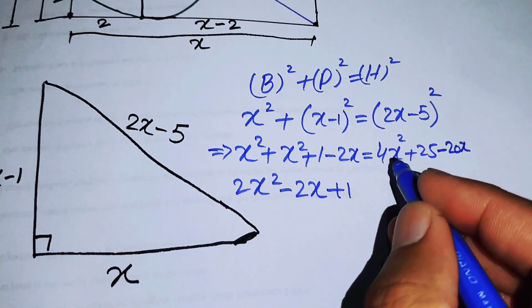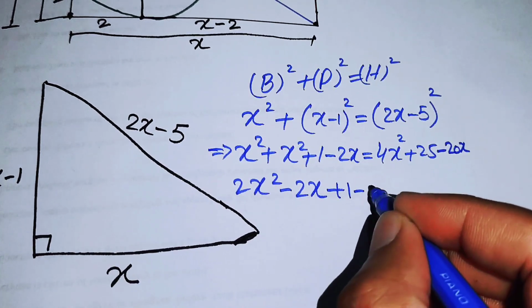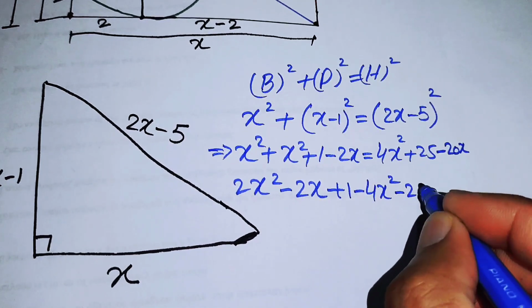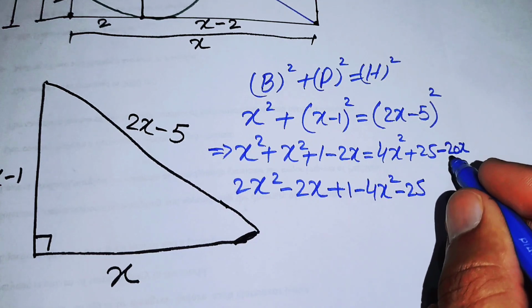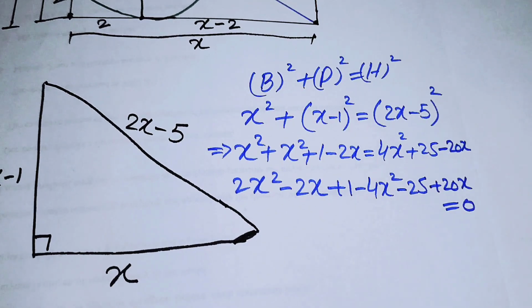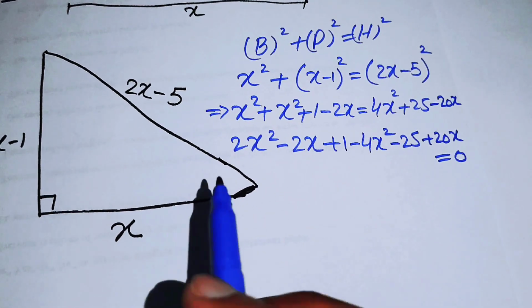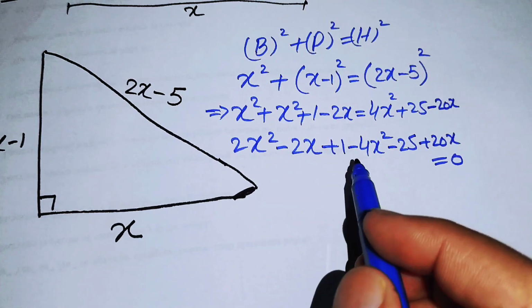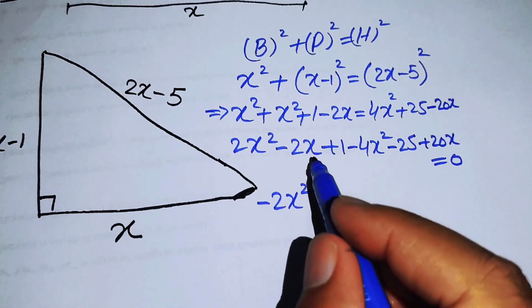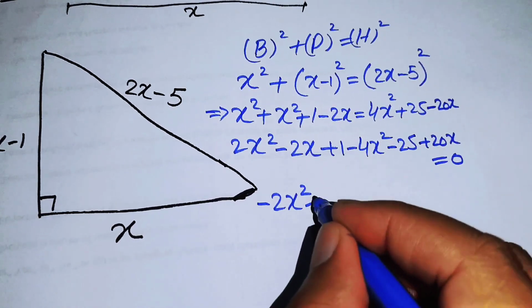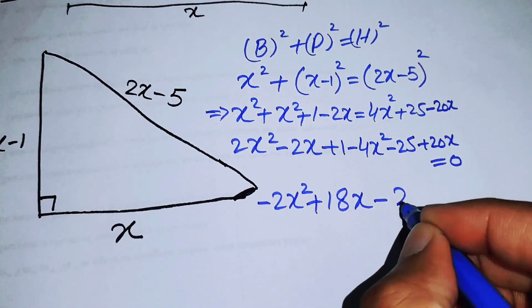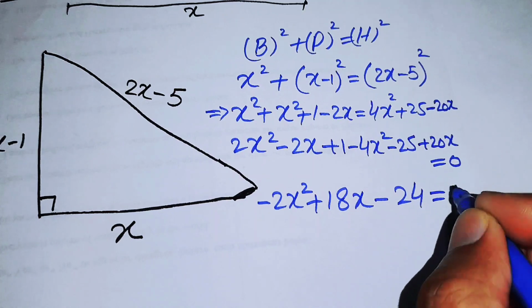and here you have minus 2x, and this is plus 1. And now we move this 4x square to the left hand side, and you get minus 4x square, and you move 25 to the left hand side, and you get minus 25, and you move minus 20x to the left hand side, and you get plus 20x, and this whole equation is equal to 0. Now you can simplify the terms: 2x square minus 4x square is equal to minus 2x square, and minus 2x plus 20x is equal to plus 18x, and 1 minus 25 is equal to minus 24, equal to 0.